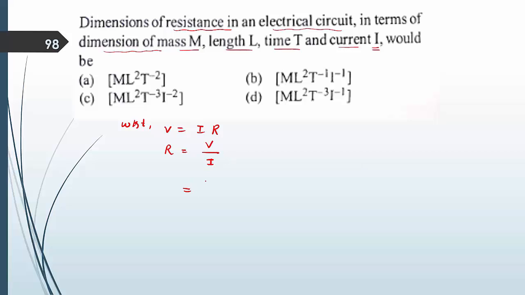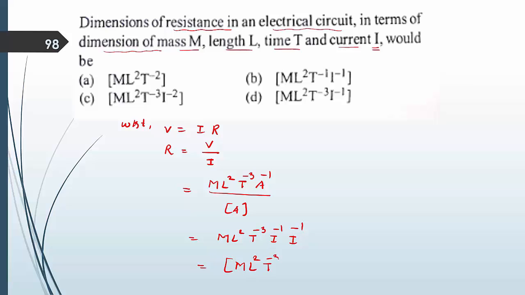So potential difference has the dimension we already studied, M L square T raised to minus 3 A raised to minus 1, divided by A. So we will get M L square T raised to minus 3. Here in place of A, it is given in the problem as I raised to minus 1. So we can write M L square T raised to minus 3, I raised to minus 2. This is the dimension for resistance. So the right option is option C. M L square T raised to minus 3, I raised to minus 2.